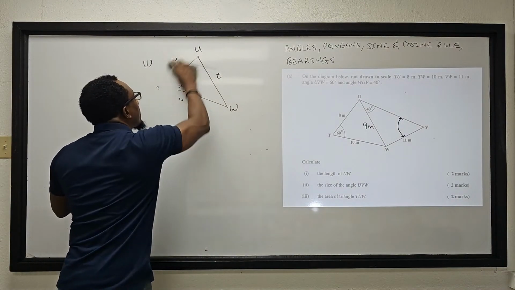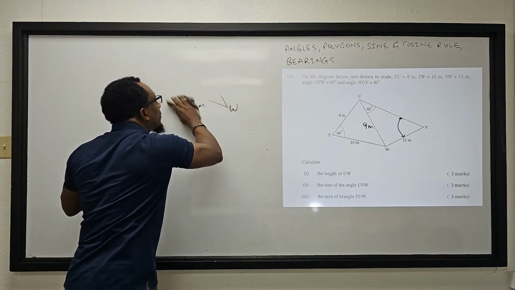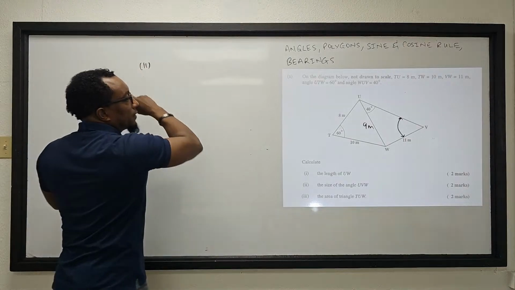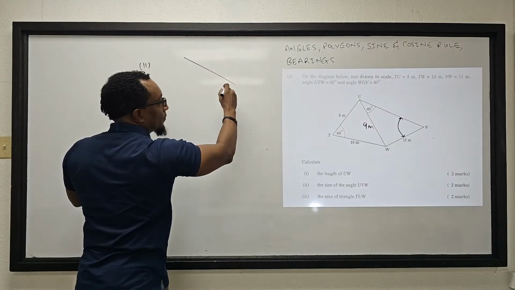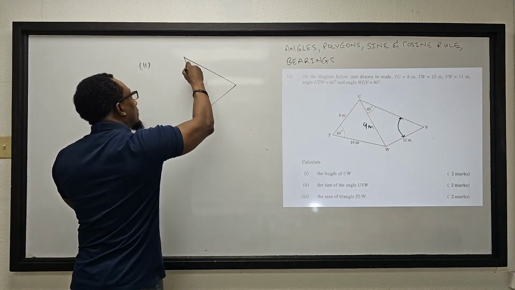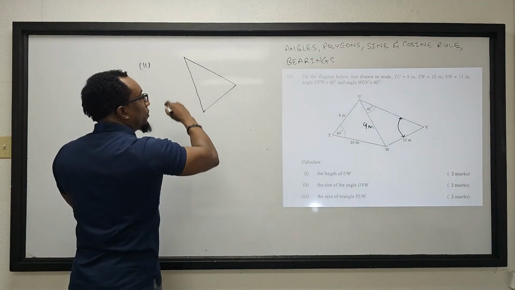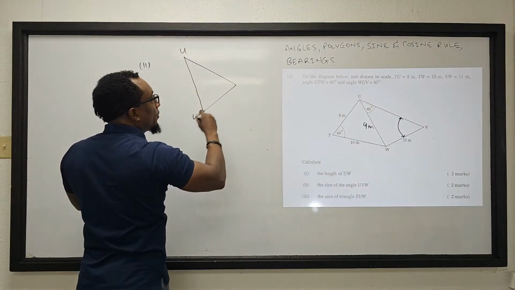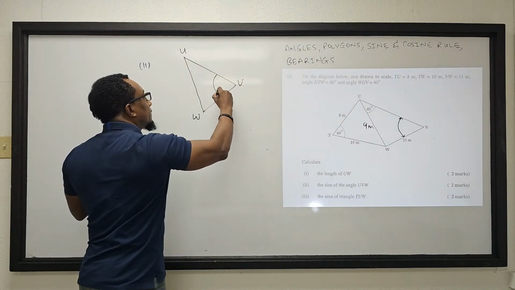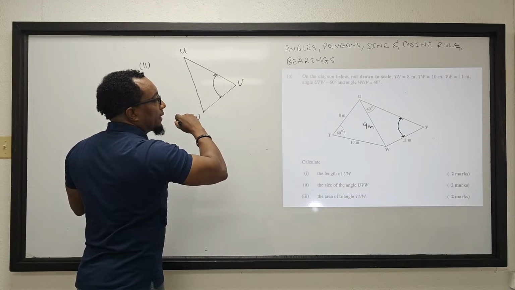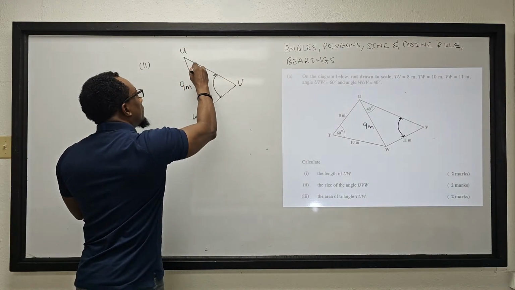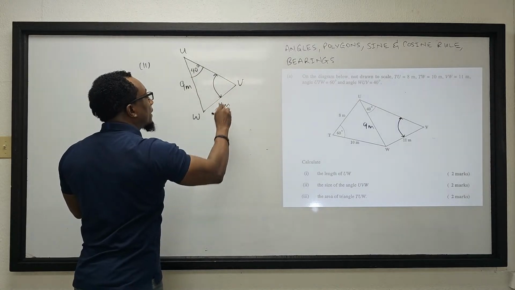So part 2, I'm going to pull out a triangle. This is the triangle here. So it's U, W, V. You want to find this angle here, right? And this is 9 meters. This is 40 degrees. This is 11 meters.